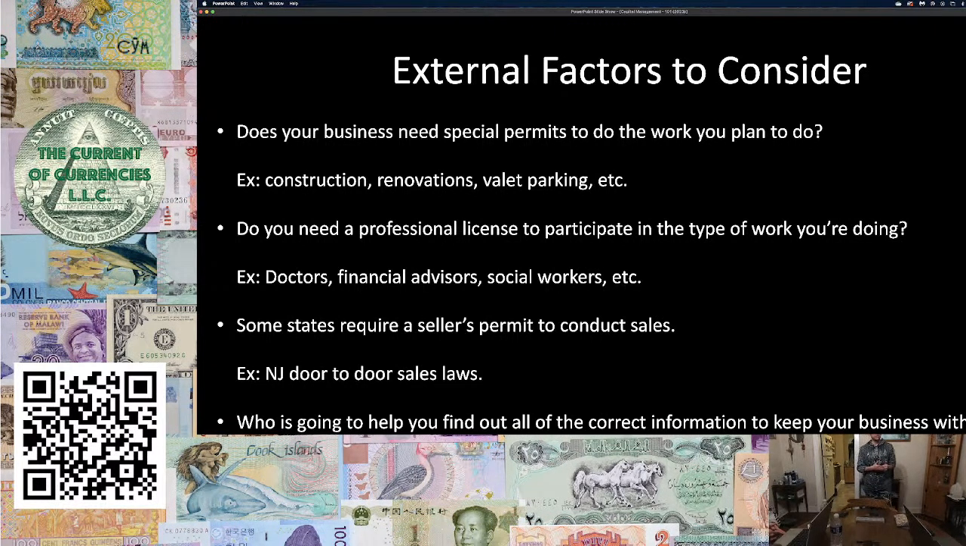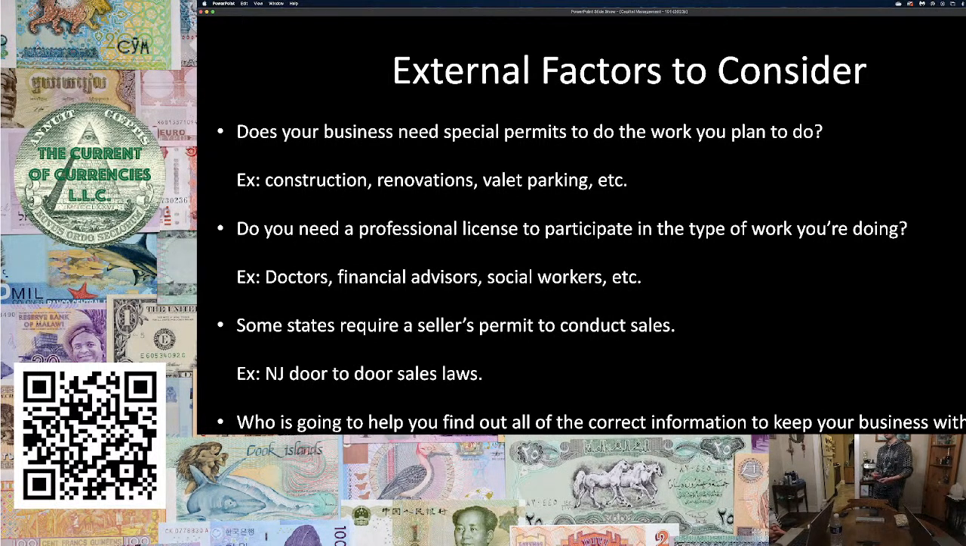So do you need a professional license to participate in the type of work you're doing? Again, Greg will eventually be a doctor, so he'll have his license. Financial advisors like myself, I would need a Series 65 to do what I need to do. And then some states require a seller's permit to conduct sales.